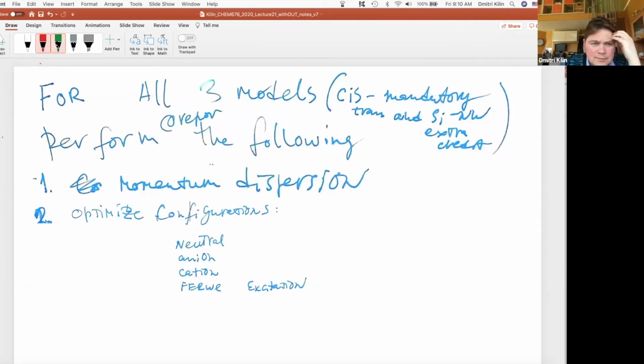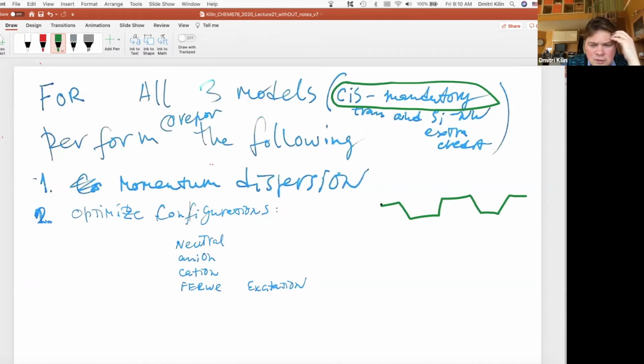So I suggest you look at only one out of three models that you were doing on homeworks before, the cis polyacetylene that looks like armchair. Originally, I was planning to offer the homework for all three models, but it will be too much. So only for cis polyacetylene, try to run the neutral, anion, cation, and I'll try to share the skill on excitation. If you don't have it, then you cannot do it.